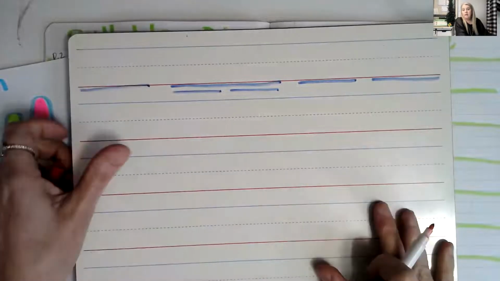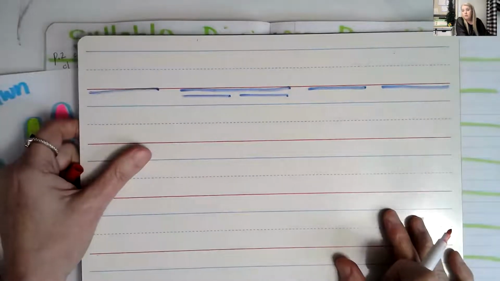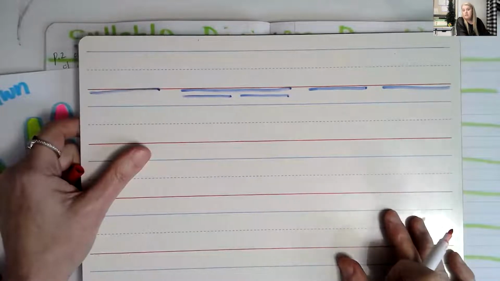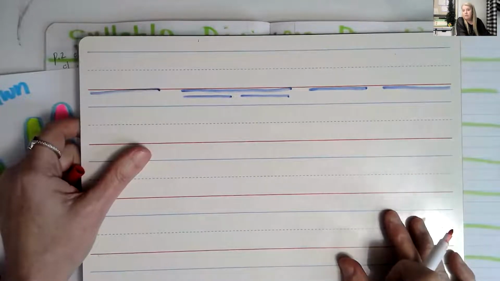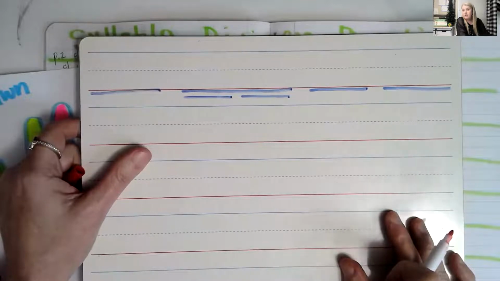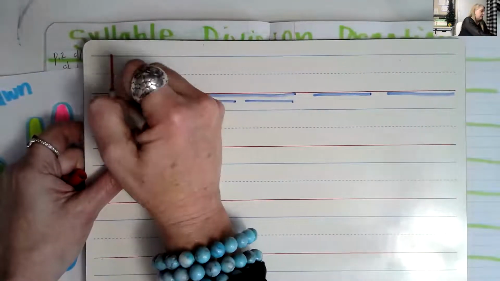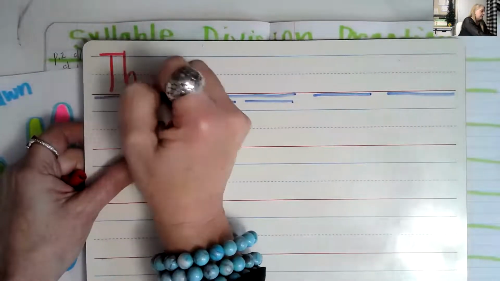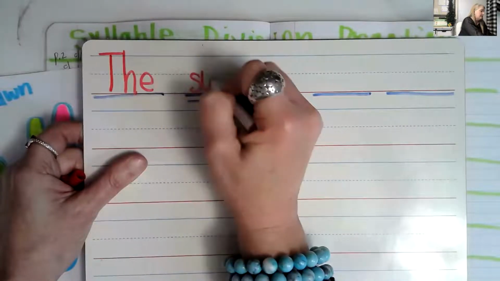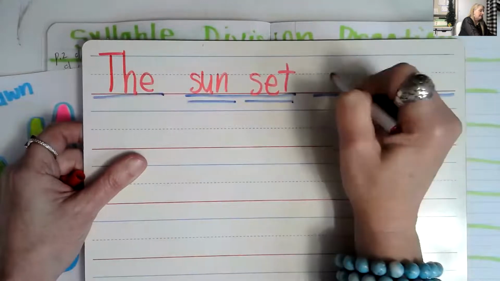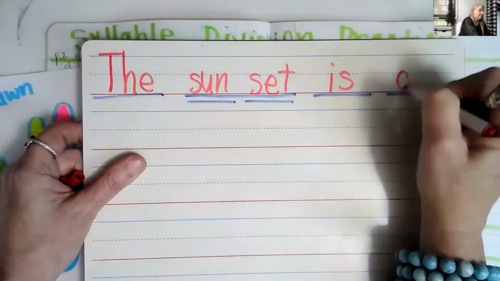So then we need to write it. Now if I need to model it with the students and write with them, then we'll do that. But usually at this point, I just wait for the student to write it, and then I go in and write with them or go in for the correction afterwards. So it is, the sun set is dim.